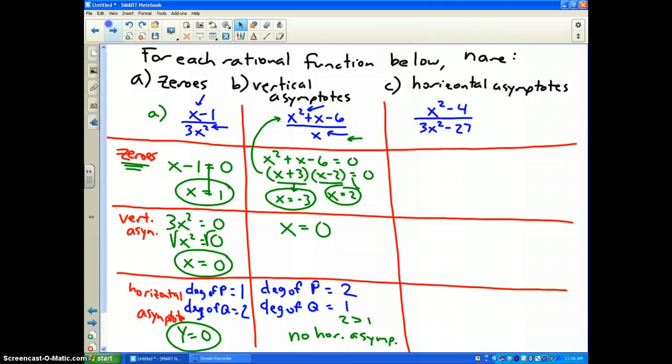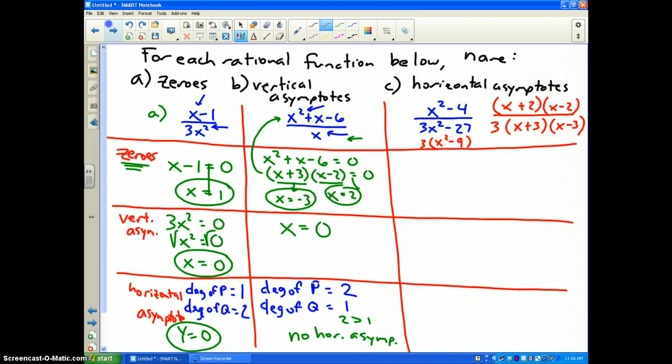Hope that makes sense. All right, the last one. This one we're going to have to factor. We got to put it in factored form. Well, the numerator would be x plus 2 times x minus 2, perfect square binomial, divided by, and I can factor out a 3, and if I do that, I'll have x squared minus 9, which is also another perfect square binomial.